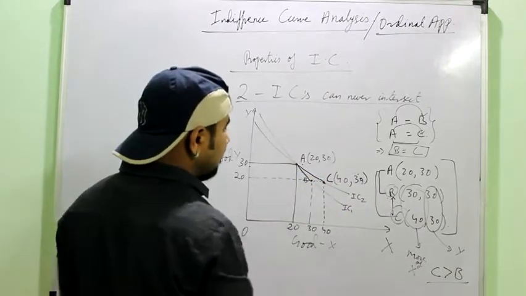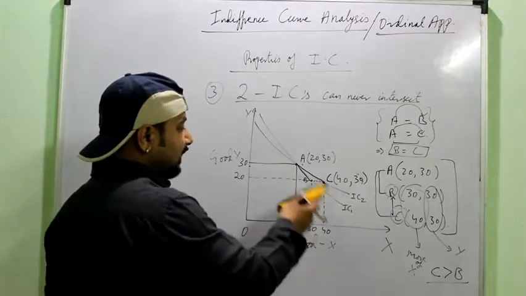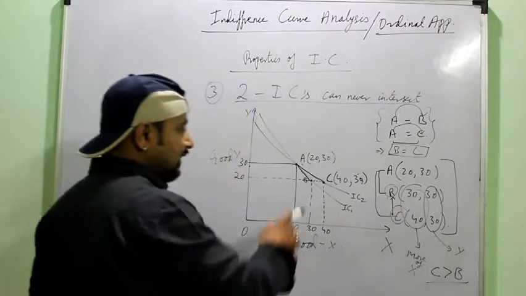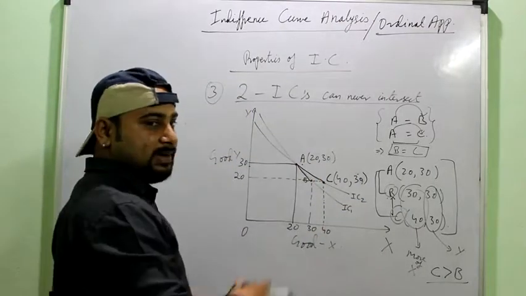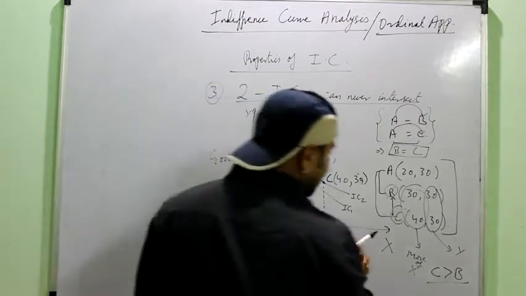You can take any values, right? Just remember the properties of the indifference curve, downward sloping, and according to that you can simply explain this whole logic. Everything which I have written here needs to be explained when you are asked a question about why two ICs can never intersect, right?